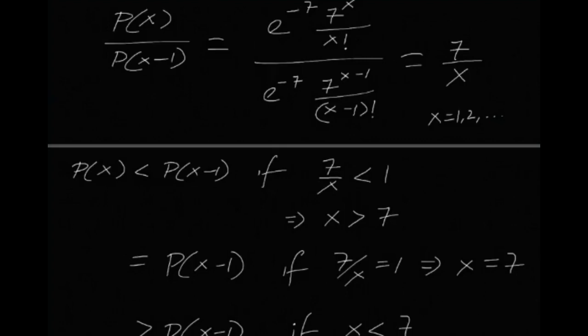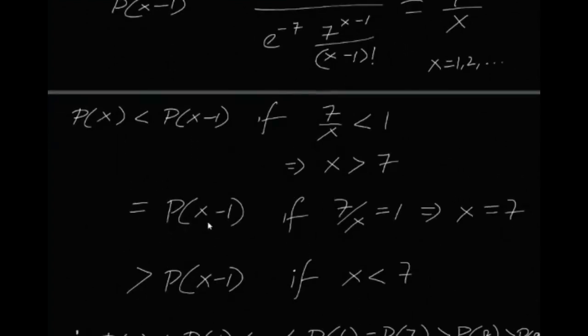On the other hand, p of x is equal to p of x minus 1 if 7 by x is equal to 1, which means x is equal to 7. And p of x is greater than p of x minus 1 if x is less than 7. Basically I'm conditioning this on the value of x. So for what values of x, what is the relation between p of x and p of x minus 1?